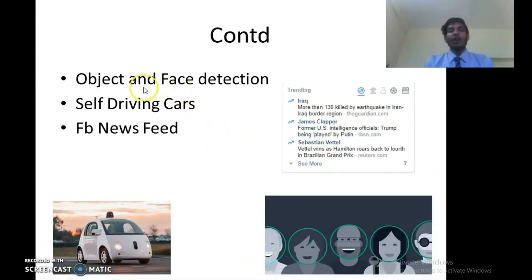Along with that, object and face detection systems, like we see when we take a photograph or with the super camera apps, this face detection system is being seen. Also, the self-driving autonomous cars use machine learning to always correct themselves and to better enhance their model. And the most recent one is that the Facebook news feeds that we see in our app or on the website also rely on machine learning to find what is trending and to display it onto the user system.